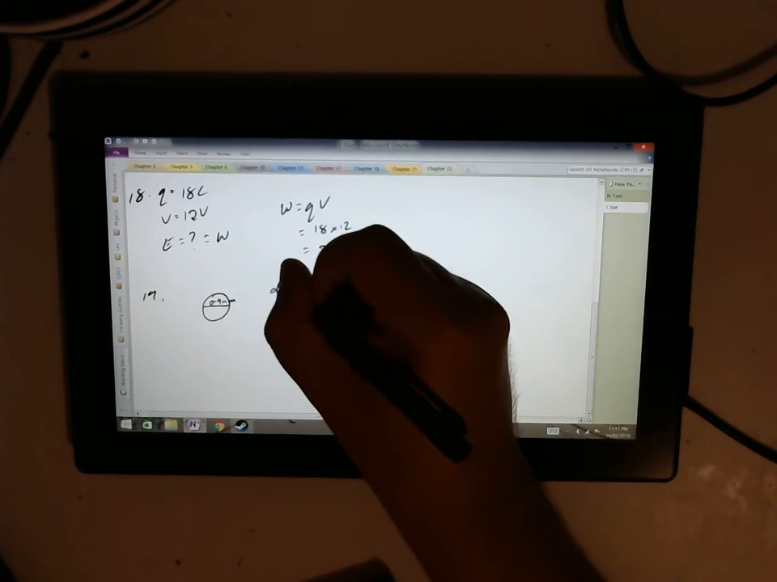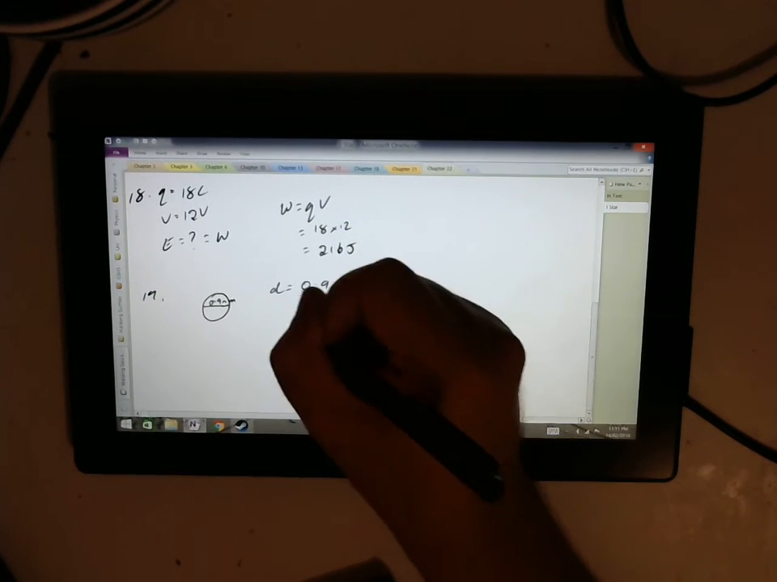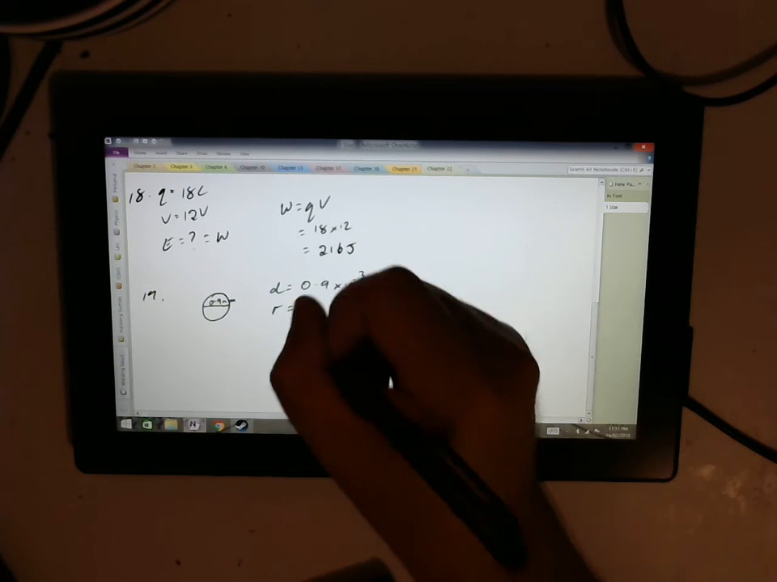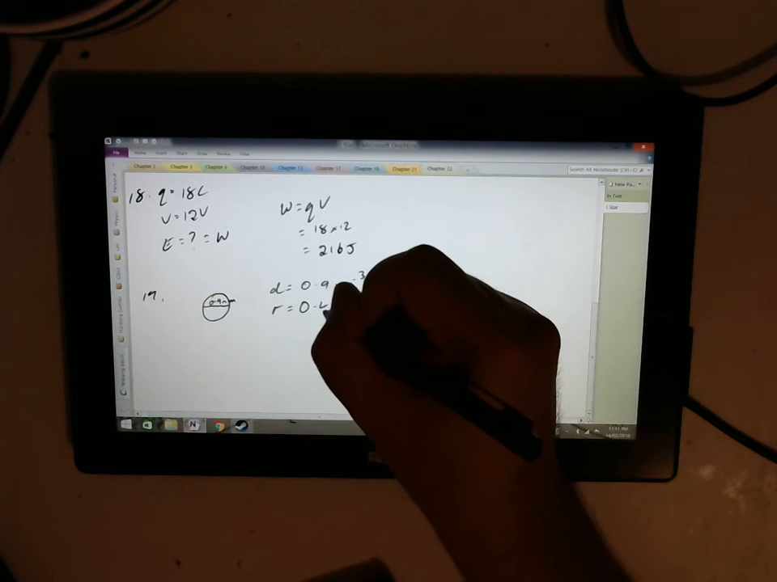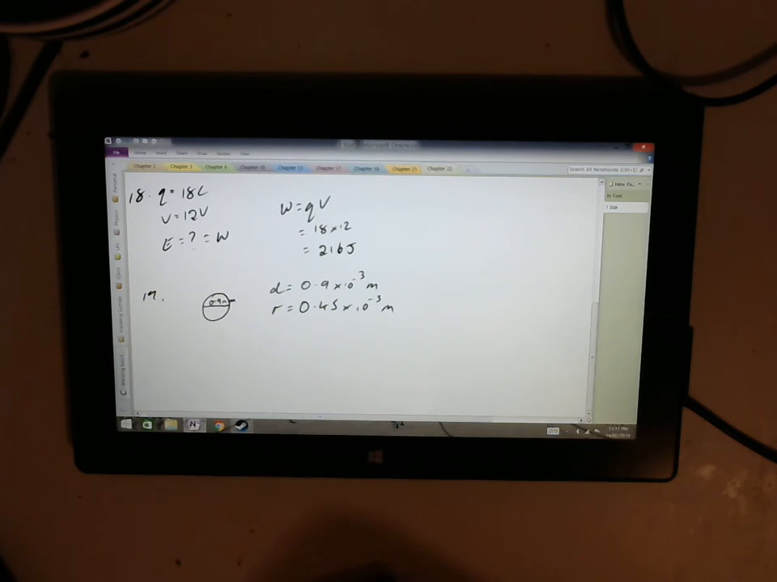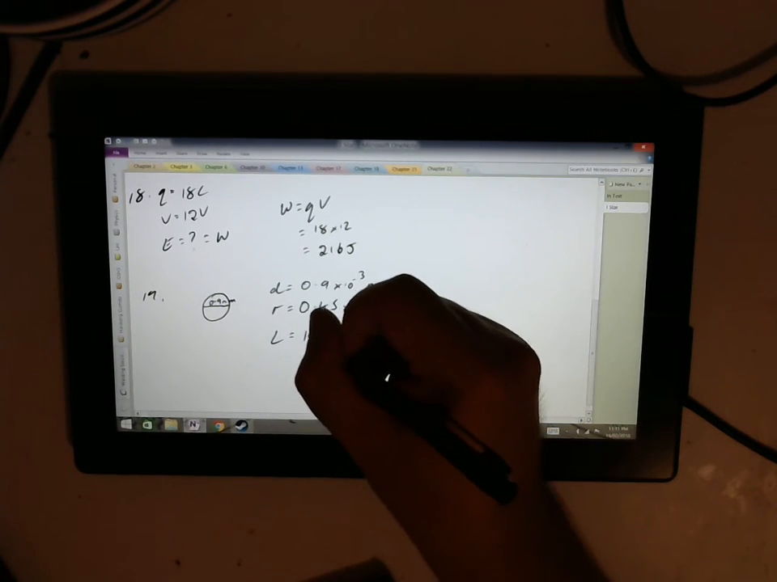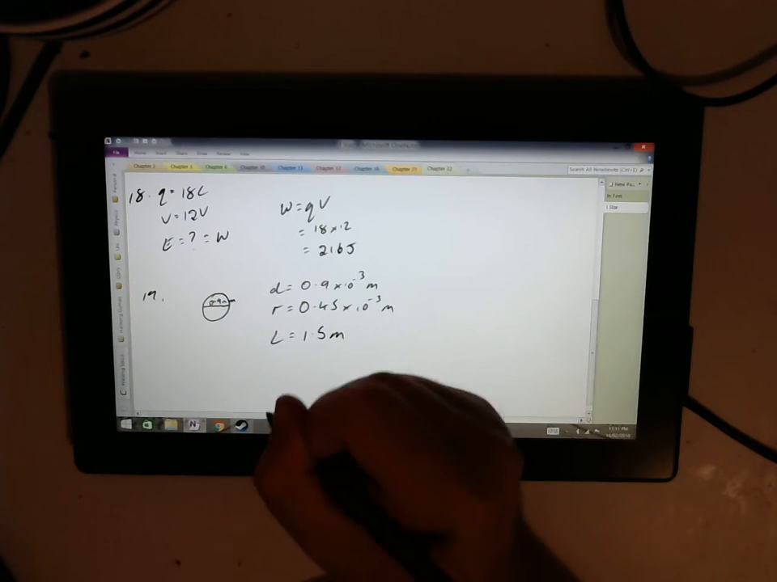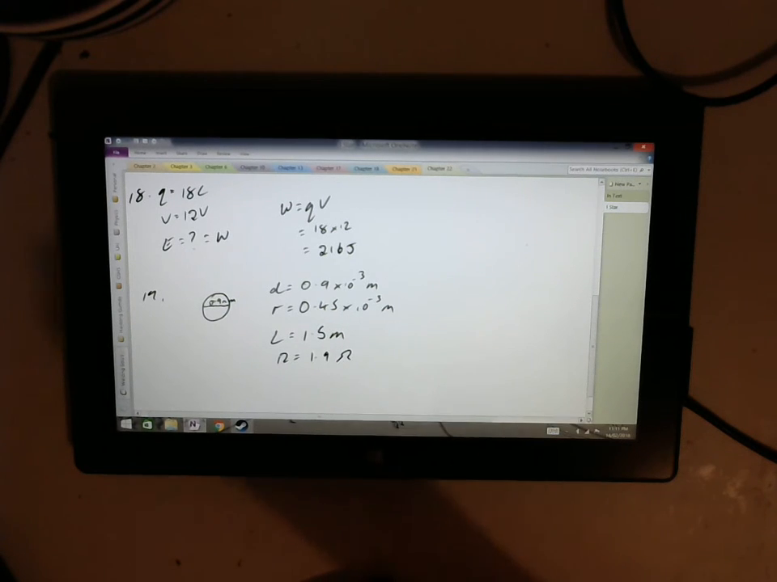So D for diameter equals 0.9 times 10 to the negative 3 meters. That means radius has to equal half that, and if we divide 0.9 by 2, yep, 0.45 times 10 to the negative 3 meters for radius. Let's go through the rest of the stuff here. We have a 1.5 meter length, so length equals 1.5 meters. And we have a resistance R of 1.9 ohms. And the final thing is it's asking what is the resistivity.